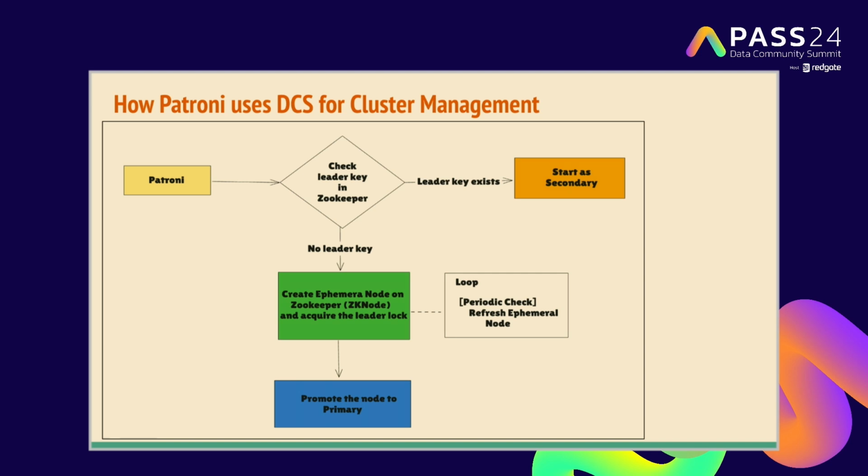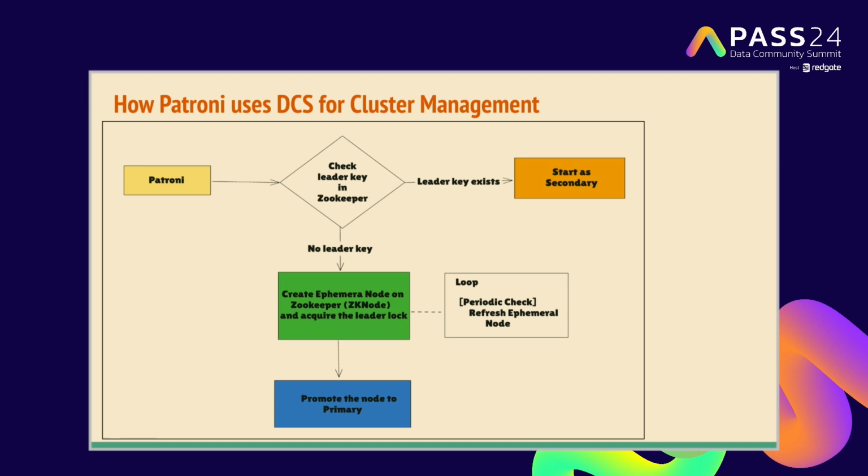Every time a Patroni node starts, it'll check if there is a leader key on Zookeeper. If there is no leader key, then it starts the leader election process. All of the nodes try to create an ephemeral node on Zookeeper and try to acquire the leader lock.